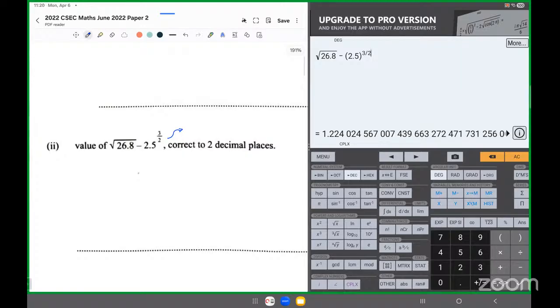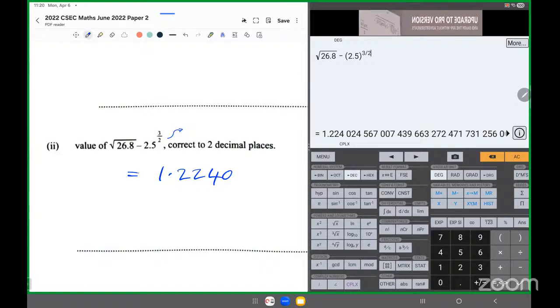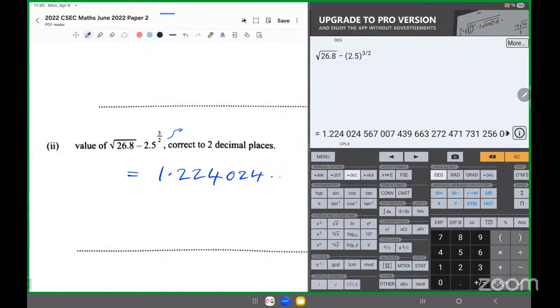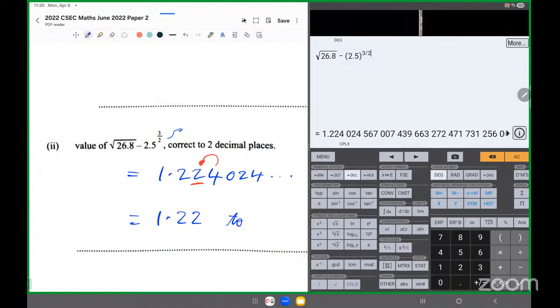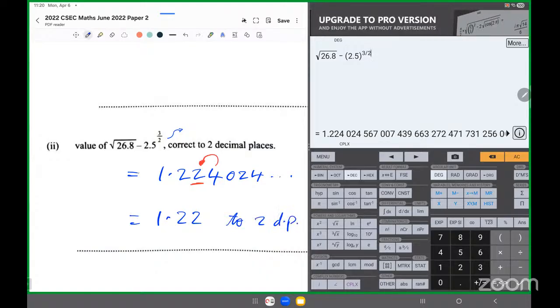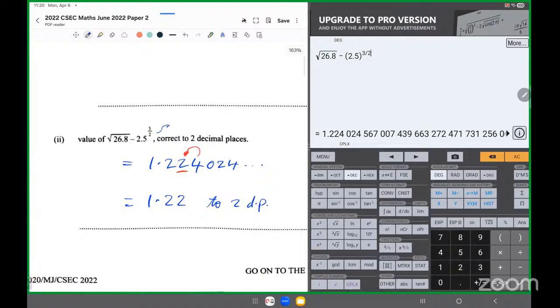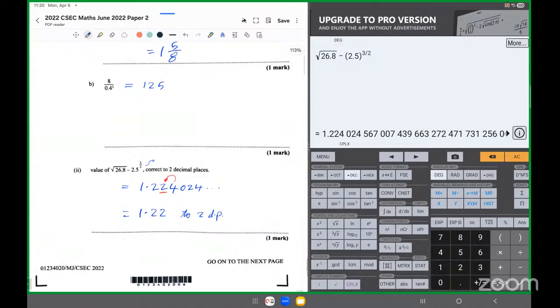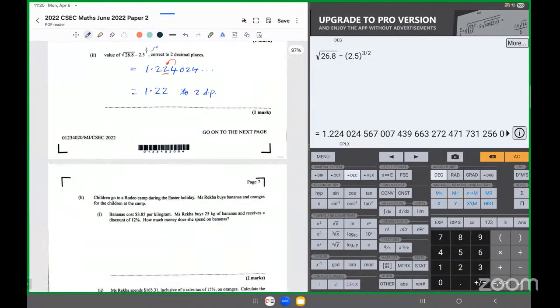So initially, we're getting this value, which is 1.2240024 and so on, right? We want to correct it to 2 decimal places. So this is the second decimal place. I'm going to use this 4 to correct that decimal place. So 4 does not increase the 2, as you all know. So this is just 1.22 to 2 decimal places. This is it. All right, nice and easy. 3 marks. All right, so that is 3 free marks right there. Let's continue down here now.